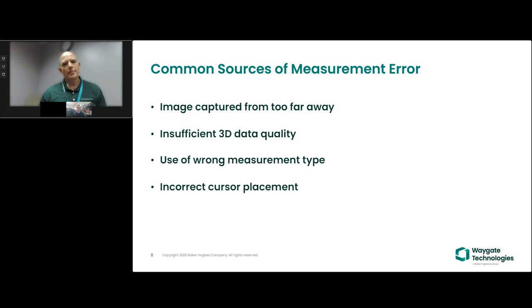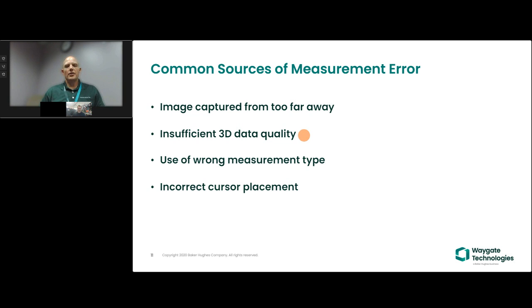So before I talk about the other aspects of Real 3D, I wanted to take a moment to talk about common sources of measurement error in our types of applications. So first is capturing the image from too far away. These are triangulation-based systems, which means the accuracy decreases pretty rapidly as you increase the tip-to-target distance. So for best accuracy, you always want to try to capture the image from as close to the indication as possible.